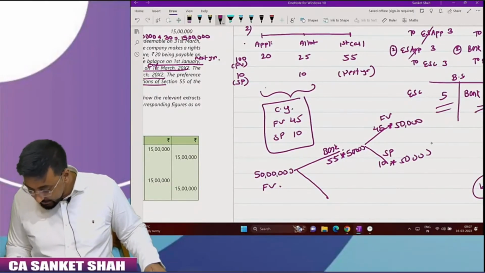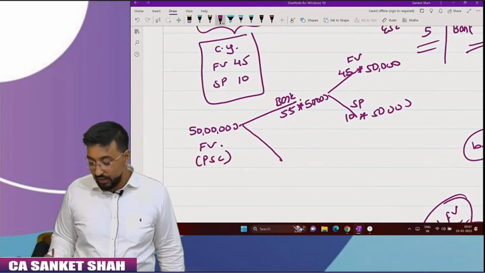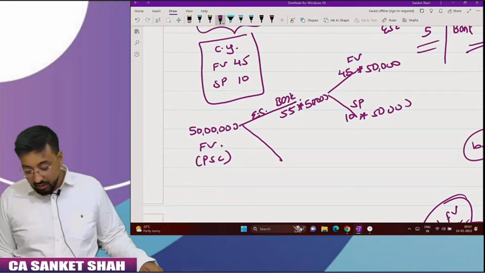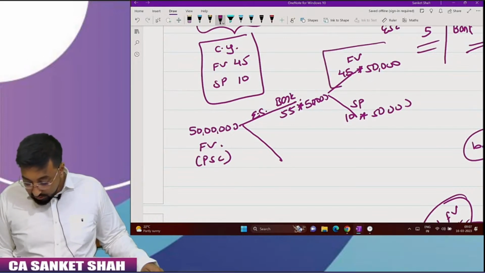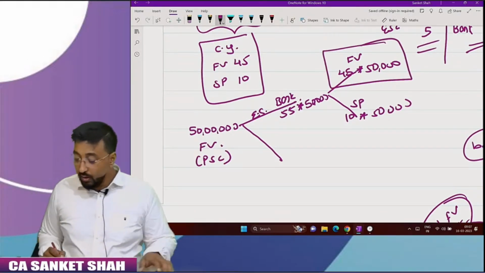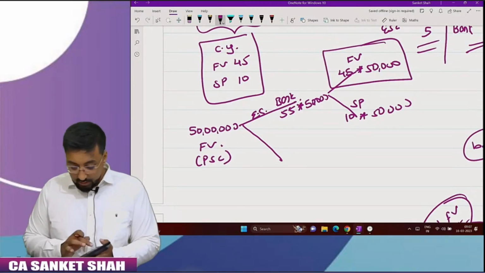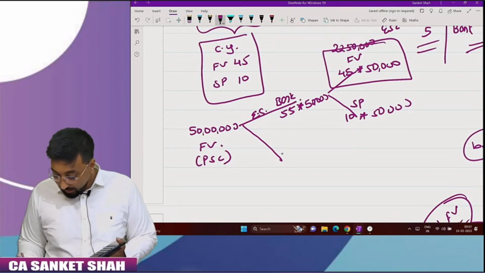You got this diagram? See, this is the face value of the preference share capital. For that I issued equity shares. Bank account debit to equity share capital and securities premium. So this is face value, and I'm going to block that face value. 50,000 into 45, so 22 lakh 50,000. So I will transfer to CRR.